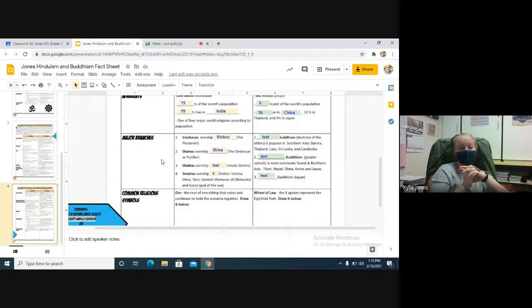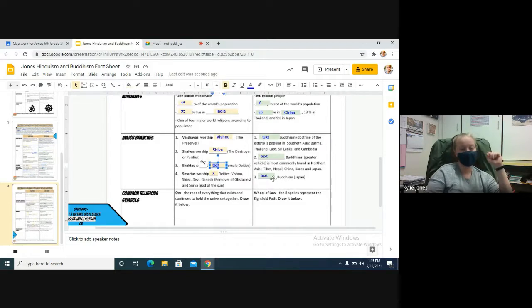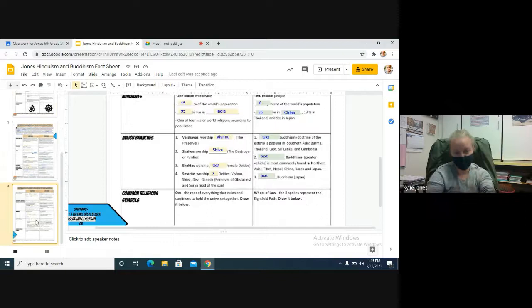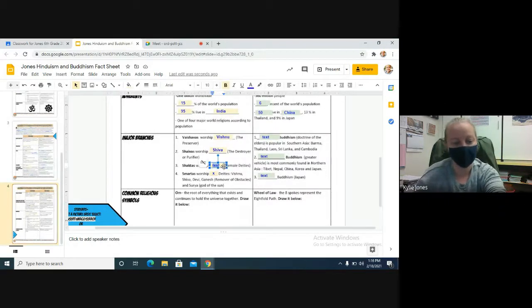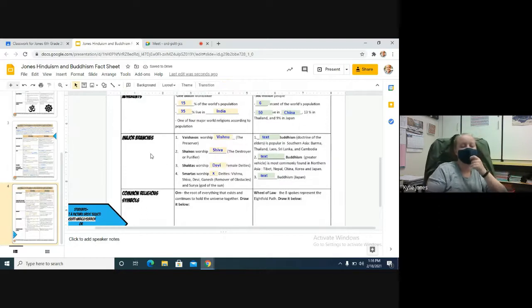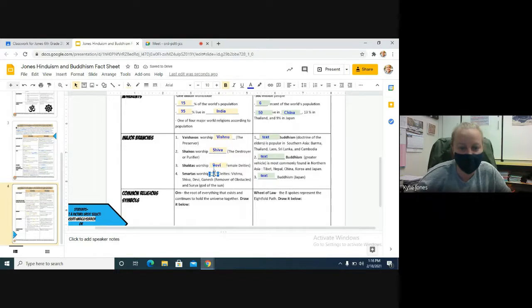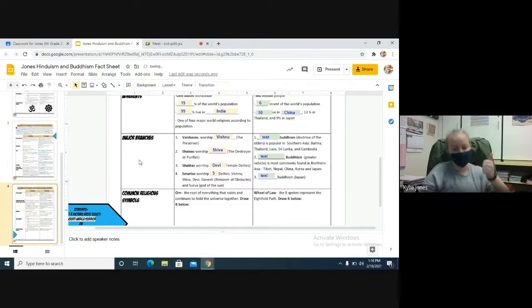Number 3, the Shaktas worship who? Well, I don't know how to spell it. Devi? D-E-V-I. Good. Those are the female deities, the female gods. And then the last one, the Smartas worship how many deities? 5. Well, this one's a small text box. But they worship 5 deities, which are Vishnu, Shiva, Devi, Ganesh, and Surya.